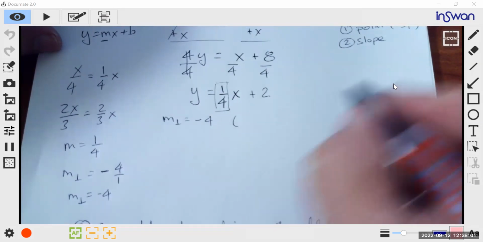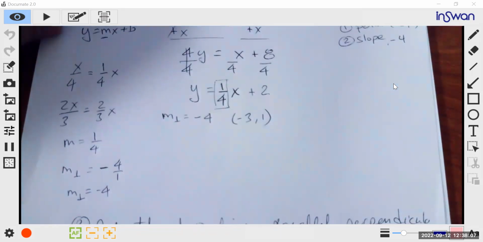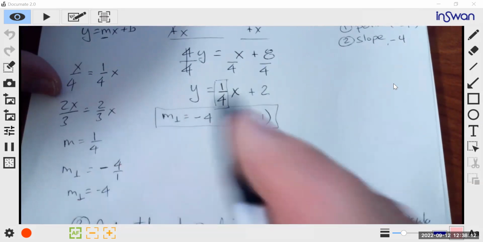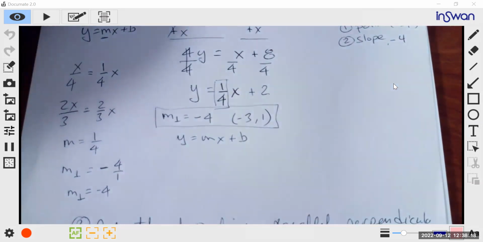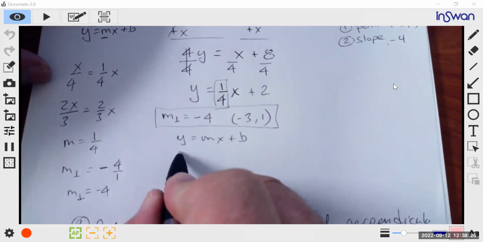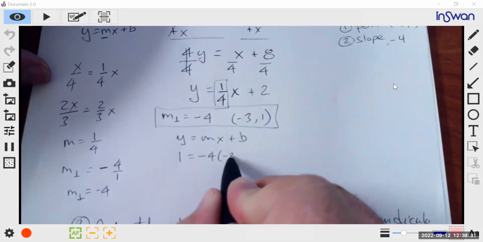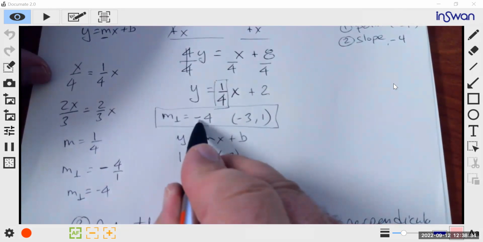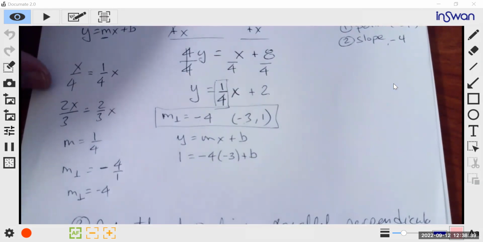We have our point, -3, 1. What do you have to do now? All we're missing is the b. We could do the shortcut method. Plug everything in. What's y? What's m? -4. M is -4. X is -3. You have to solve for b.